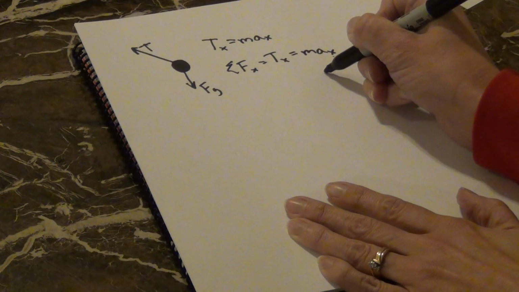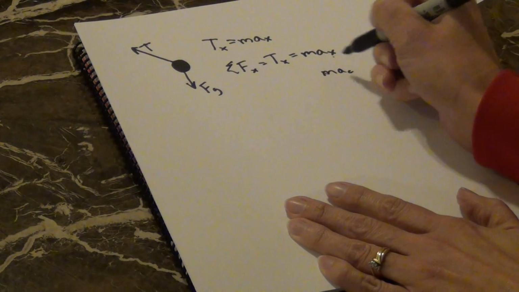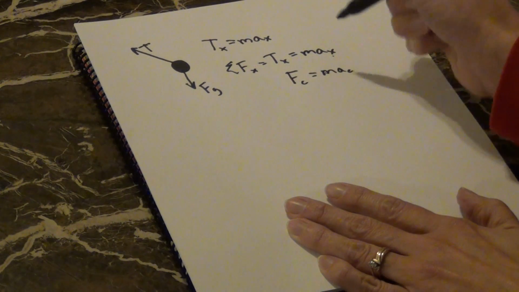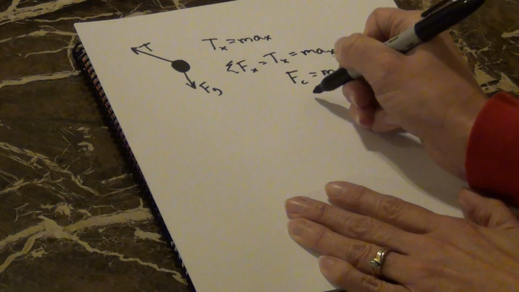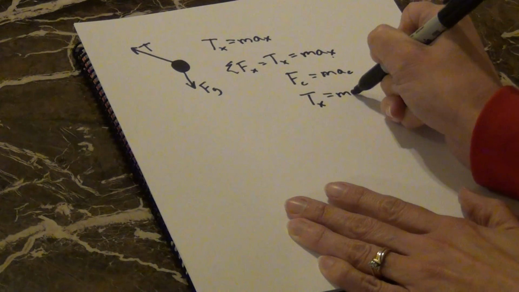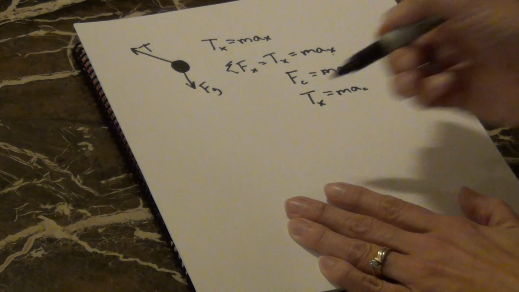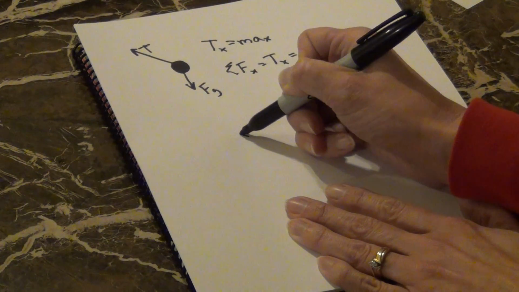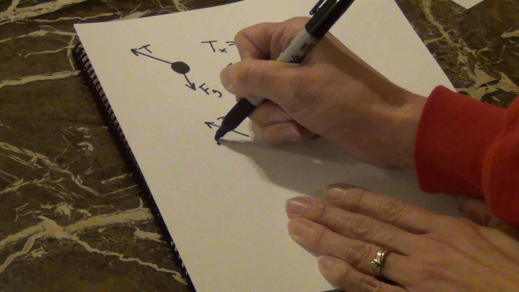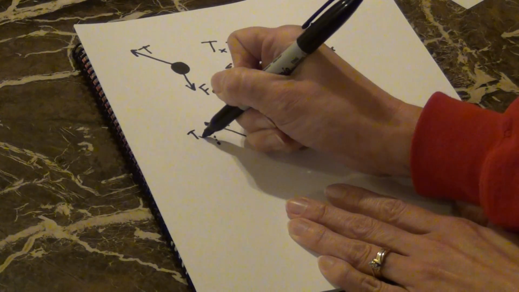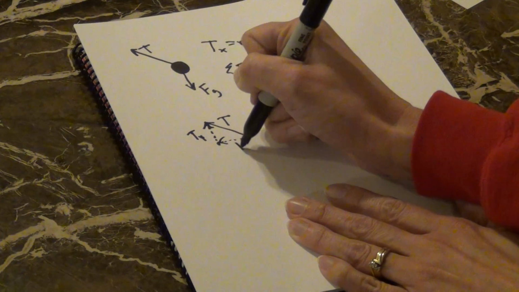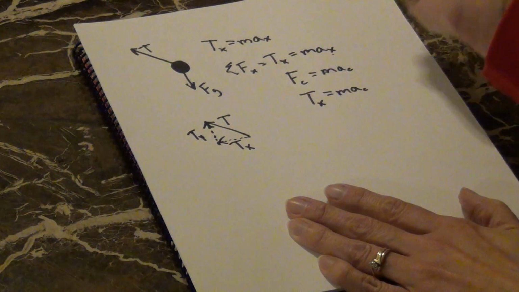So this is also our centripetal acceleration. Okay, so Fc equals mac. Our centripetal force is our tensional force in the x direction. So tensional force in the x direction equals mac. If I drew this off to the side, I would have my tension force, and then I would have my tension in the y direction pointing upward, and I would have my tension in the x direction pointing towards the center.